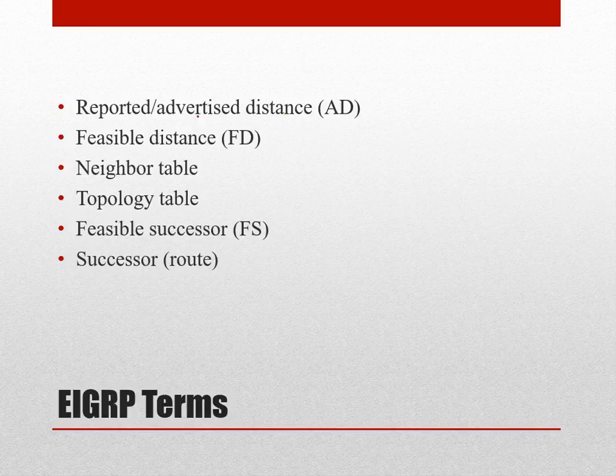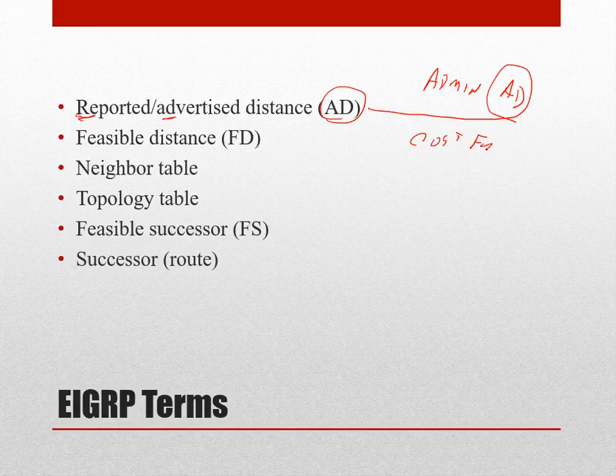We have some different distances here. Reported distance or advertised distance. And the reason that he talks about using reported instead of advertised is we have administrative, which is also abbreviated AD, so it can get confusing if you have 2 ADs, administrative as well as advertised. The advertised distance is the cost from the neighbor. And that's going to be in the topology table.